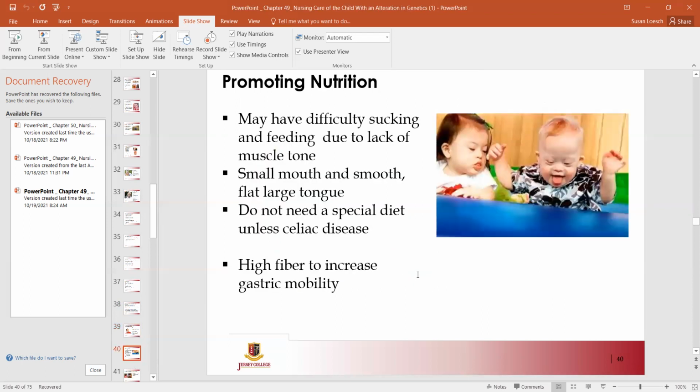We've got to promote nutrition in early infancy. They may have difficulty with feeding and sucking because of that poor muscle tone. They may have a small mouth with a large protruding tongue, which may interfere with their ability to eat. They don't need a special diet unless they develop celiac disease or other GI complications, which they are prone to. And we would give them high fiber to help increase that gastric motility.